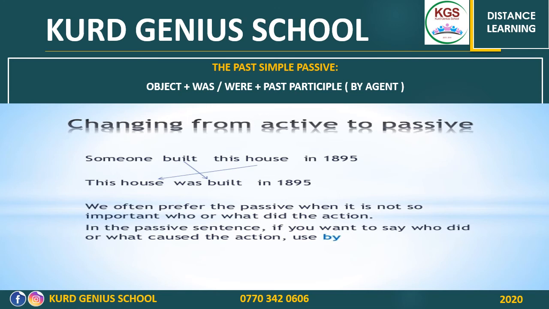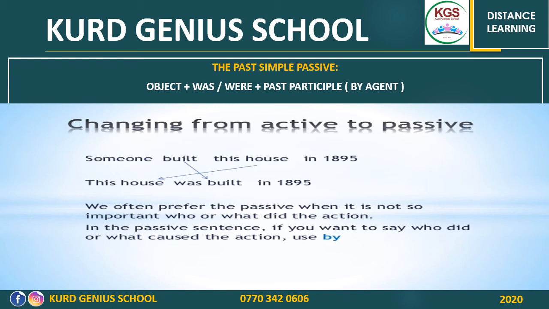Okay, let's have a look at the sentence. Someone built this house in 1895. As you can see here, built is the past form of build, so you know the tense of the sentence is past simple. And you know this is an active sentence. Why? Because I have the subject, that's someone, and the subject is the doer of the action of building.